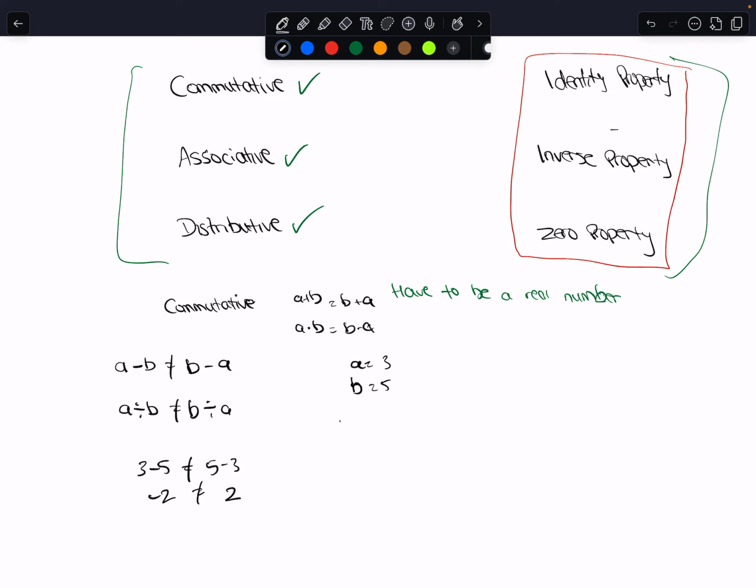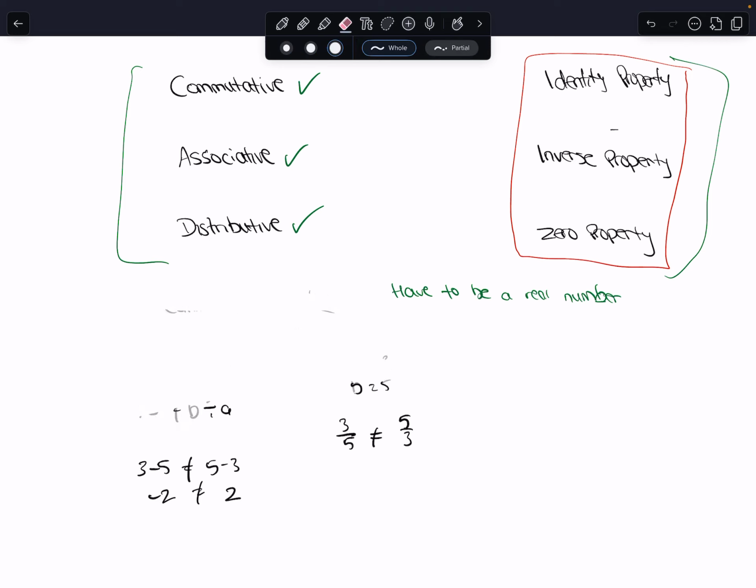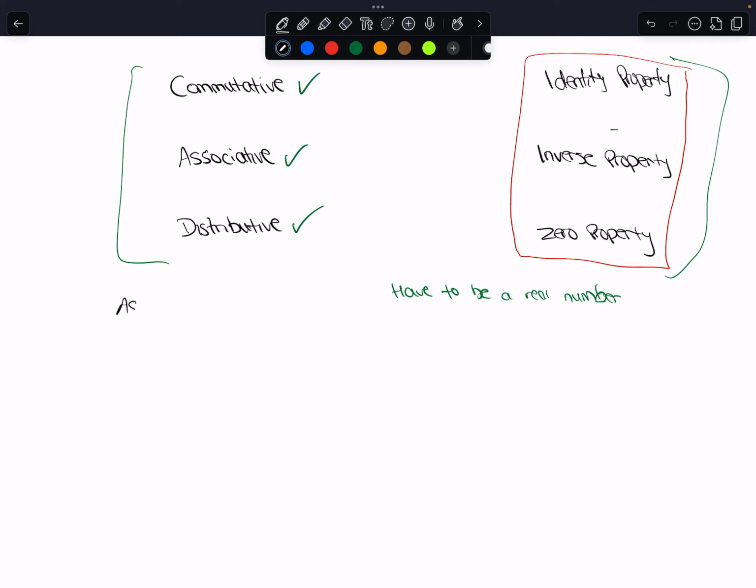If I did 3 divided by 5, 3 divided by 5 is not the same as me saying 5 divided by 3. The fractions are completely different. This is for commutative. I will now apply the same logic and the same reasoning with the associative. Associative is commutative with an extra step, simply grouping.